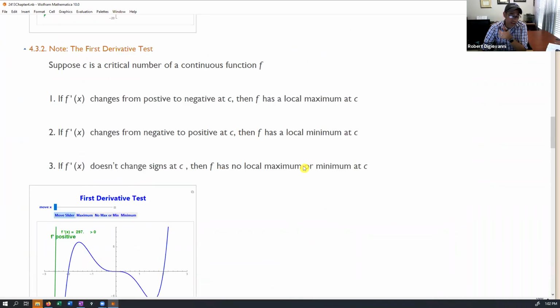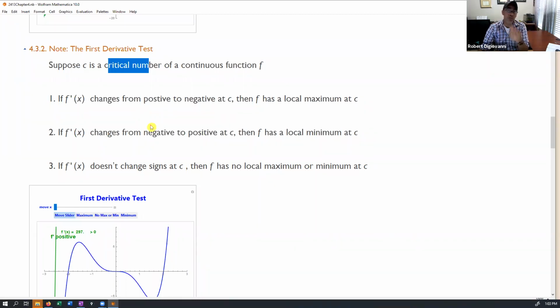So last time, the main takeaway is that if we look at the derivative of any function and figure out where the derivative changes from positive to negative, we have a local maximum there, as long as the c, the place we're looking, is a critical number or critical point. So positive to negative means we have a local max, negative to positive means we have a local min.